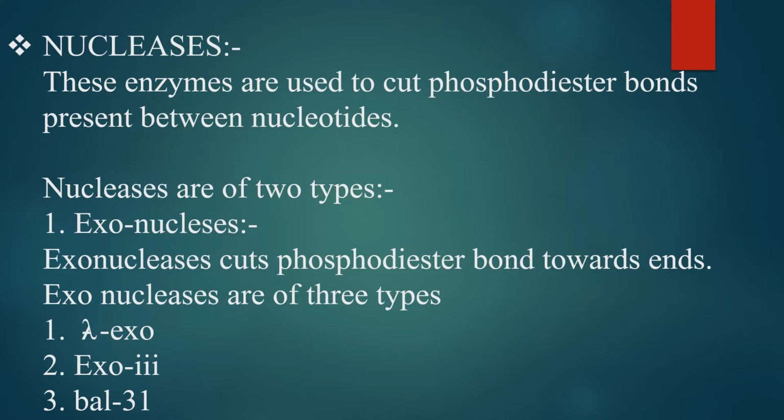Lambda exo nucleases cut phosphodiester bonds towards 5' and these nucleases are isolated from lambda bacteriophage. Exo 3 nucleases cut phosphodiester bonds towards the 3' end. These nucleases are isolated from E. coli. Bal31 nucleases cut phosphodiester bonds towards both the ends, i.e. 5' end and 3' end. These nucleases are isolated from Pseudomonas species.